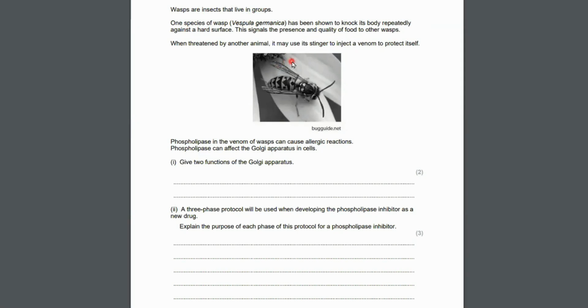So give 2 functions of the Golgi apparatus. The functions of the Golgi apparatus, we know that is for packaging and modifying proteins. You could give an example, adding a sugar to a protein to make a glycoprotein, but it's also for formation of vesicles, secretory vesicles.